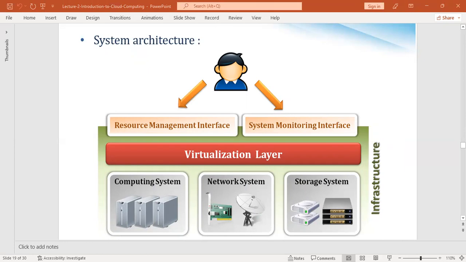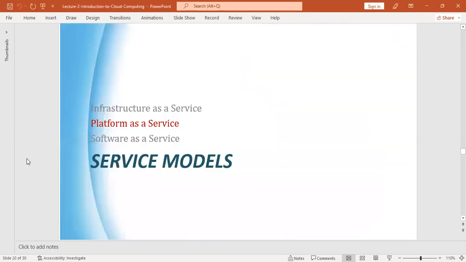So whenever the capability is provided to the consumer to provision processing with the help of storage devices, network devices, or a few other computing resources, where the consumer can deploy and run arbitrary software, it can be any operating system, it can be any application, then we name this kind of service infrastructure as a service.